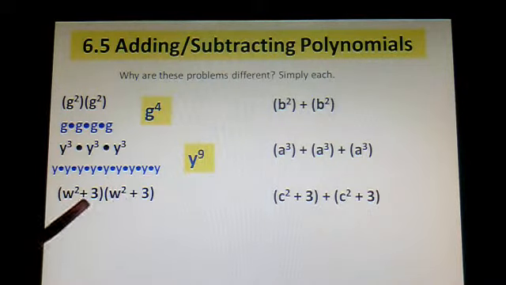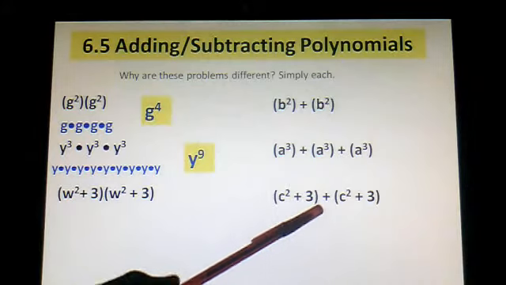Same idea on this one. This is like what we did on Friday. This is a binomial squared. So, a mistake some people might make here is call this w to the 4th plus 9, and they might miss that a binomial squared is usually a trinomial. So hopefully you get a trinomial for that one.